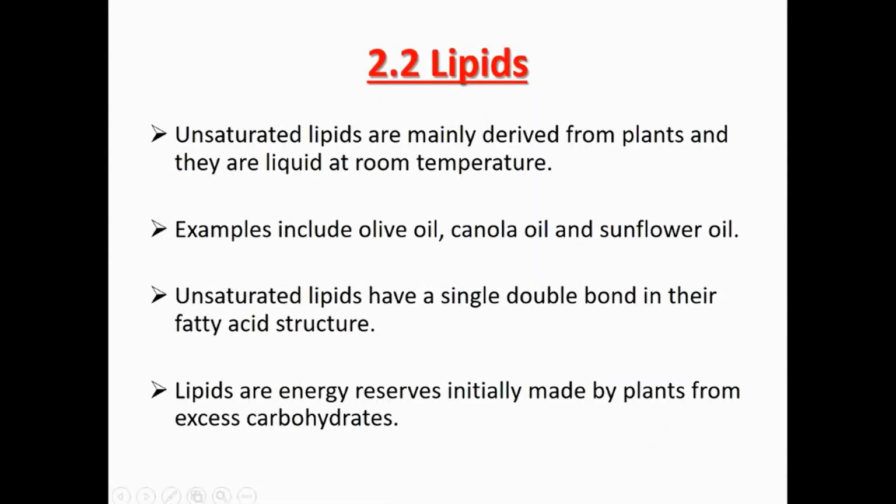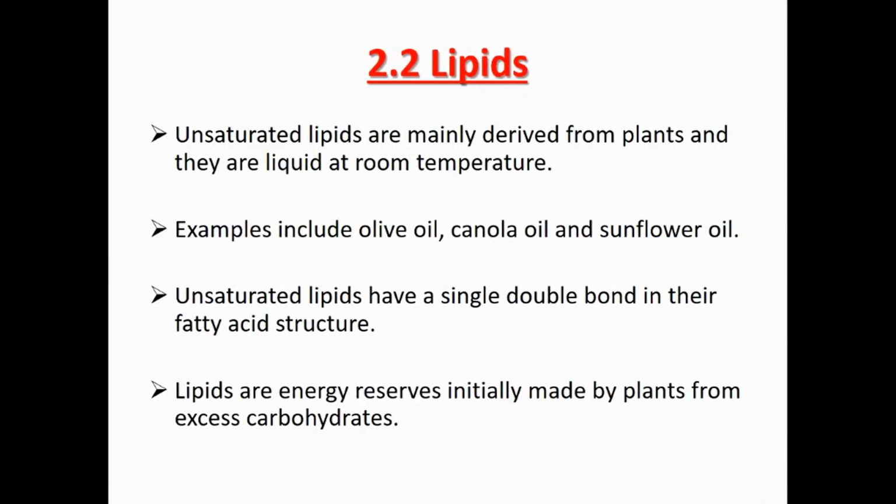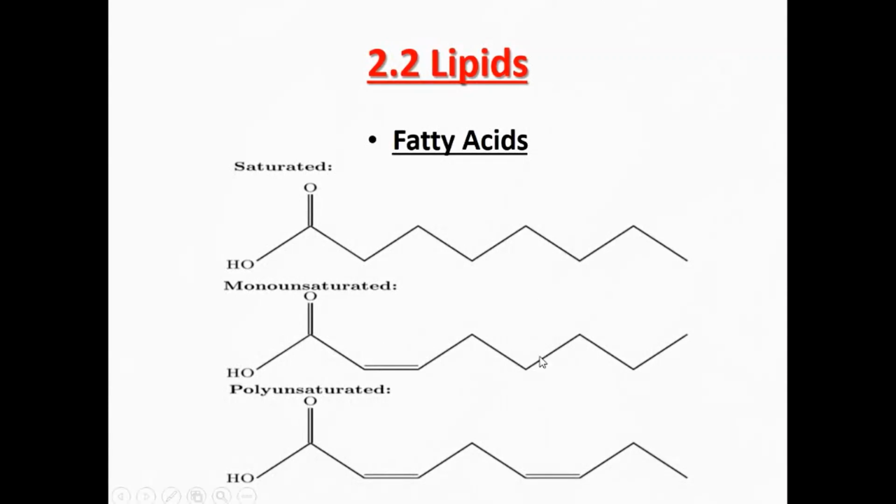They have double bonds. Unsaturated lipids are mainly derived from plants and they are liquid at room temperature. So if a lipid is unsaturated, it's going to be liquid at room temperature. Examples include olive oil, canola oil, and sunflower oil. These are all unsaturated lipids. Saturated lipids have single bonds in their fatty acid structure, like we've just seen here. Unsaturated lipids have double bonds in their fatty acid structures. This here is a double bond, which makes it unsaturated.